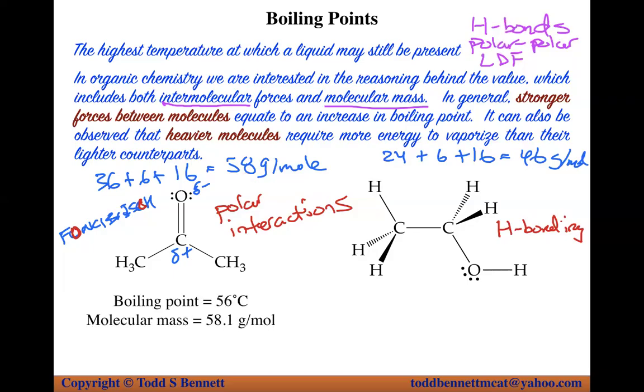So again, molecular mass 58.1, 58 is what we said, boiling point 56. This one has a lower molecular mass, but it ends up having a boiling point of 78, higher. So even though it's lighter, and in theory should take less energy because it's lighter, it takes more energy because it has a stronger force between neighboring molecules.